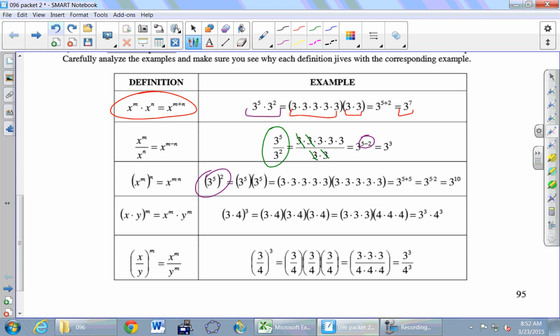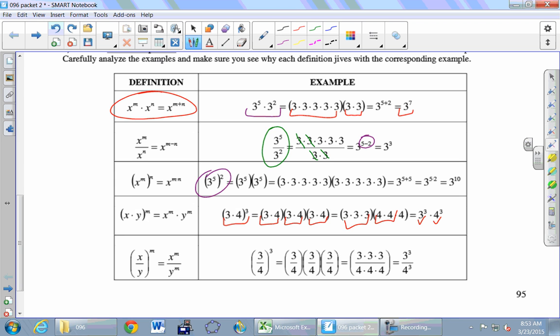Okay, next example. 3 times 4 to the 3rd. Okay, sure, the answer is 12 to the 3rd, but that's not what we're after here. 3 times 4 to the 3rd really means 3 copies of 3 times 4, yes? And then if you just imagine shuffling all the 3's to the front and the 4's to the back, how many 3's do we have in the front? 3 of them, there they are. And how many 4's do we have? Also 3 of them. And that's really 3 cubed times 4 cubed, yes?